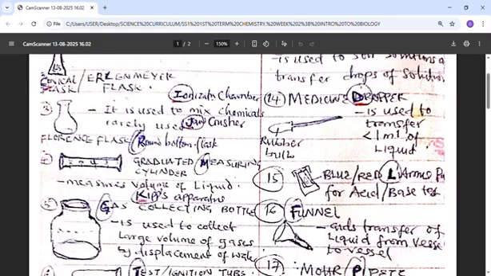Then we have our litmus paper, either blue or red, to test for acid or base. For blue, it will turn red if you put it in acid. Then for red, it will turn blue if you put it in base.